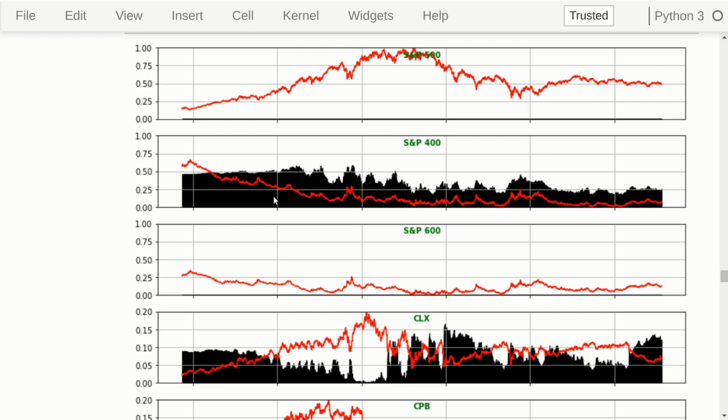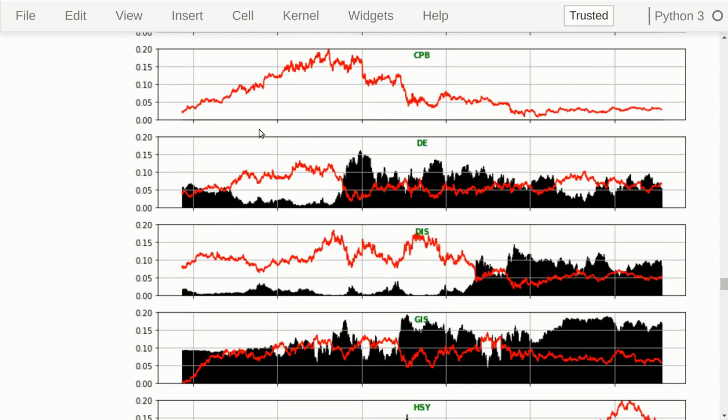But sometimes it was a good idea to have a significant part of the portfolio allocated to the S&P 400. Okay, so let's look at some of the other stocks.